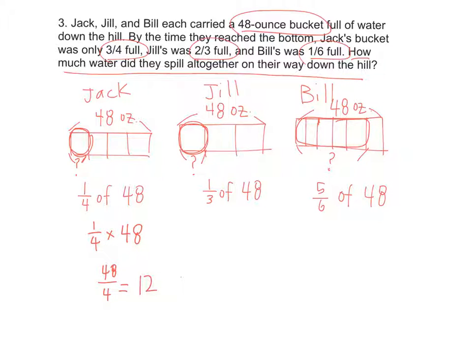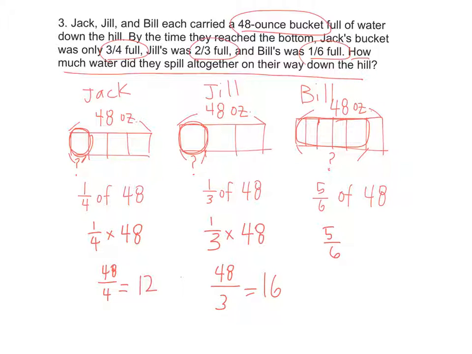And then Jill spilled 1/3 of her 48, so is that the same as 1/3 times 48? Is that the same as 48 over 3? Is it? Yeah. Because it's going to be 1 times 48 over 3. Is that the same thing as 48 over 3? Yes. Okay, and 48/3 is the same as how many? 16. Okay, now, Bill spilled 5/6 of his 48.